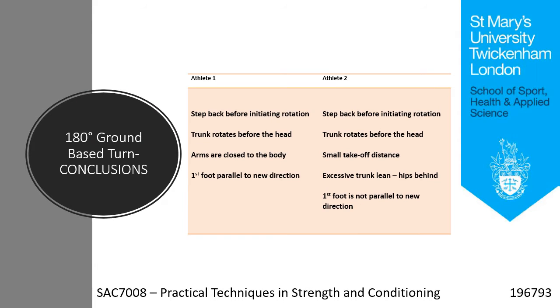Also, both rotate the trunk before rotating the head, which can be assumed to be a mistake because they lose the visual scanning possible by their eyes before initiating the movement. The center of mass should move in the intended sprint direction, so the minor step back before initiating rotation can also decrease this change of direction speed.